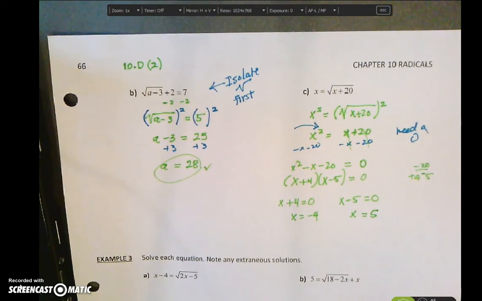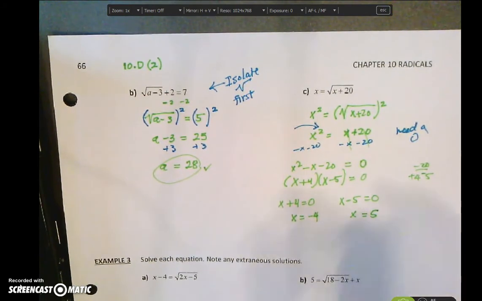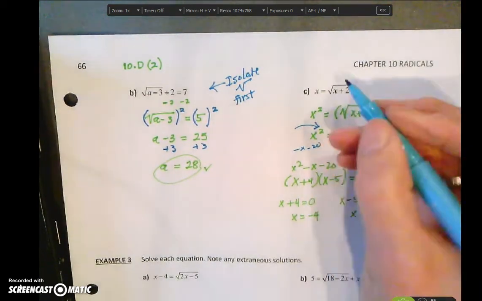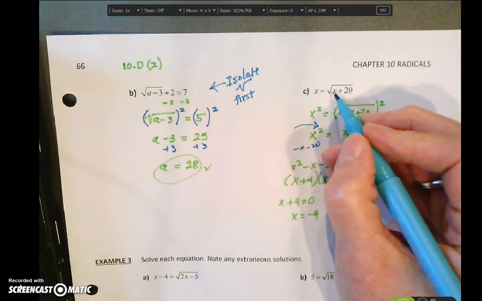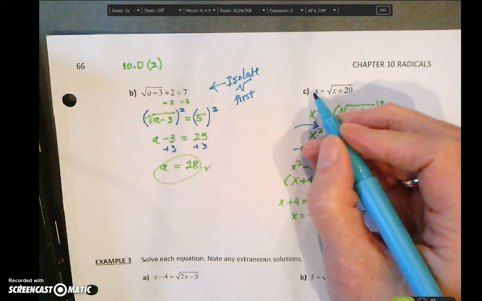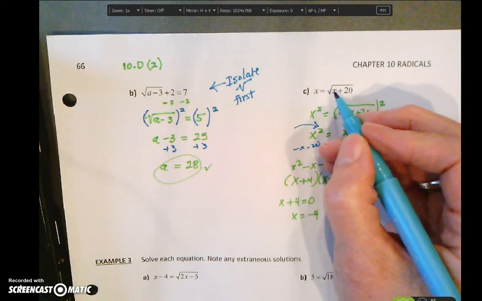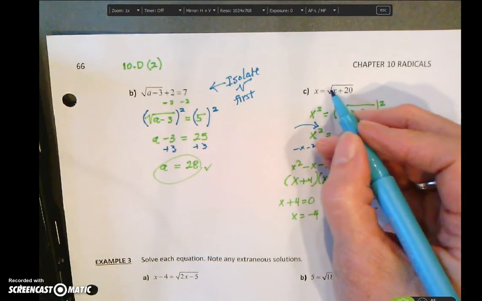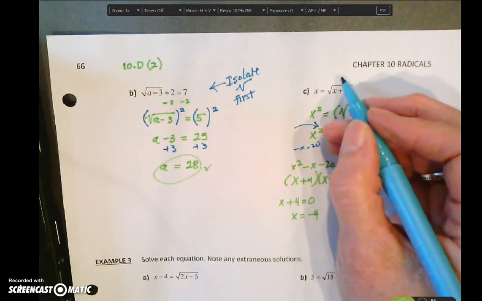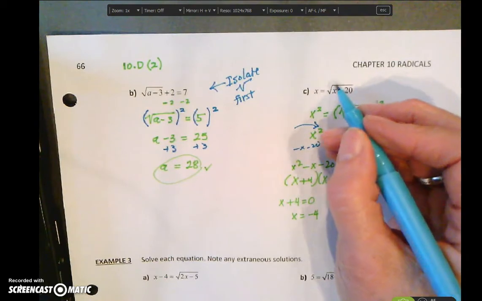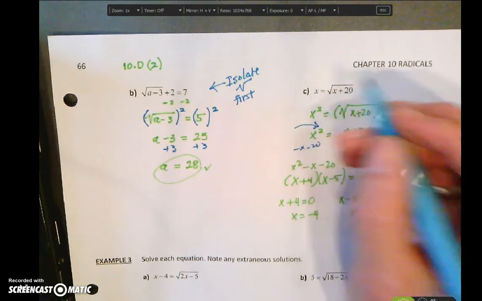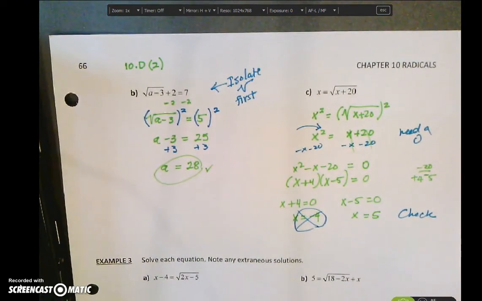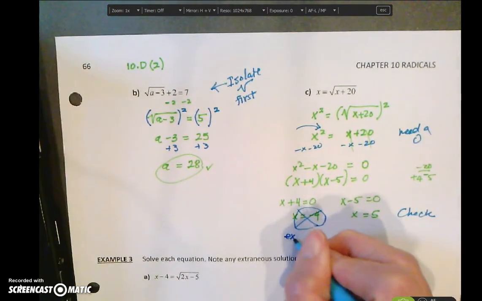So now we want to check it. So I'm going to take negative 4, I'm going to put it into the original. So negative 4 is here and negative 4 is here. So negative 4 plus 20 is 16, and the square root of 16 is positive 4. Positive 4 does not equal negative 4, so this one gets thrown out. It is called extraneous. I'm going to write extraneous here.